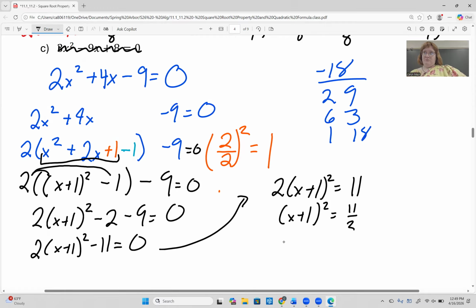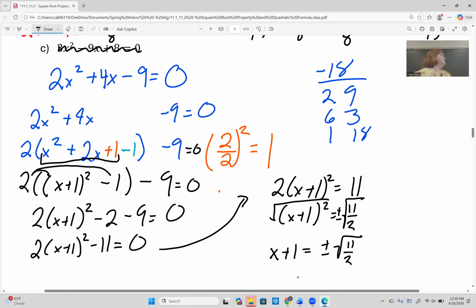Then square root it. When we add in the square root, what else gets added in? Plus or minus. So we get x plus 1 equals plus or minus square root of 11 halves. We would check to see if we could simplify that square root. I can tell you square root of 11 can't simplify and square root of 2 can't simplify. And then last thing, to get x by itself? -1. So -1 plus or minus square root of 11 halves. And there's our answer.